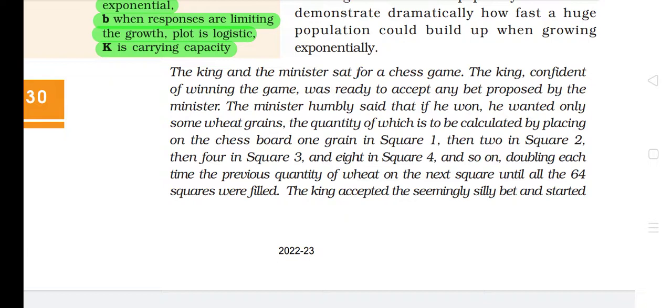The minister humbly said that if he won, he wanted only some wheat grains, the quantity of which is to be calculated by placing on the chessboard one grain in square 1, then 2 in square 2, then 4 in square 3 and 8 in square 4 and so on, doubling each time the previous quantity of wheat on the next square until all the 64 squares were filled.